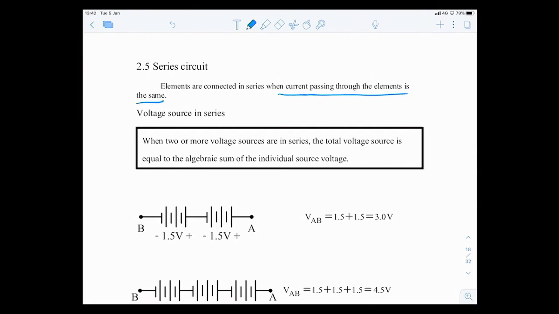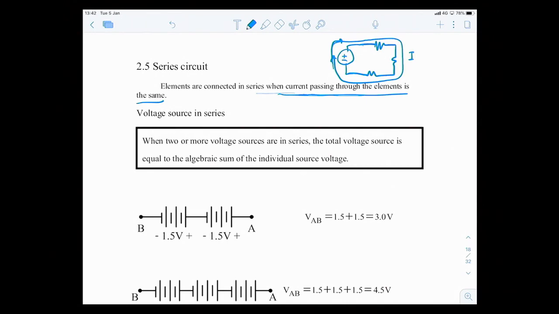Elements are connected in series when the current passing through the elements is the same. Most of the time you know these are series connections. How do you know? The definition is that if a current flows out of the source, through the first R, second R, third R, and comes back, then the same current goes through them. So these 4 elements are connected in series.